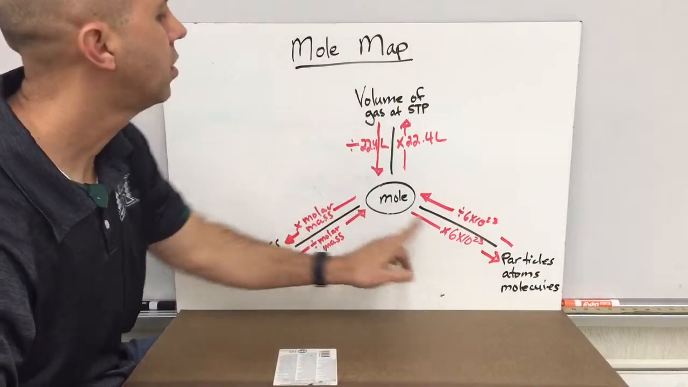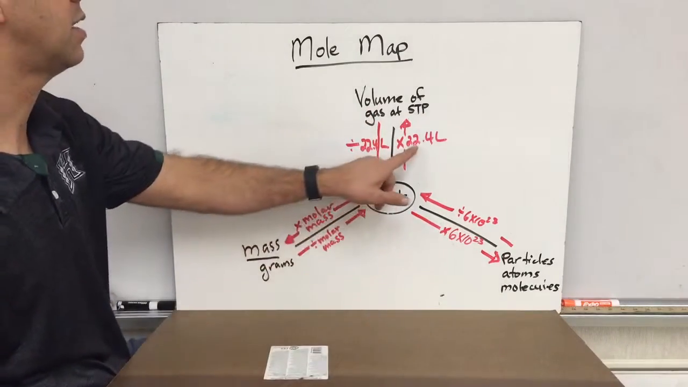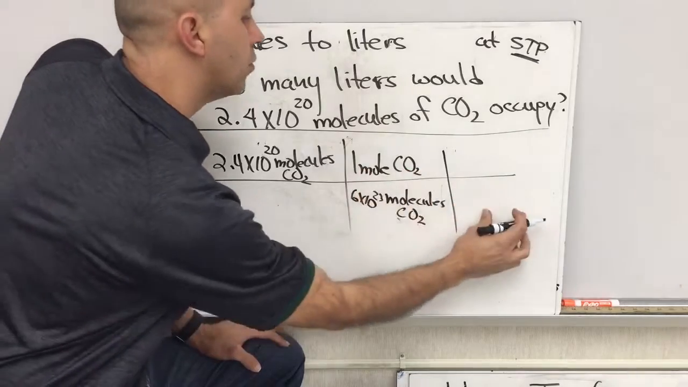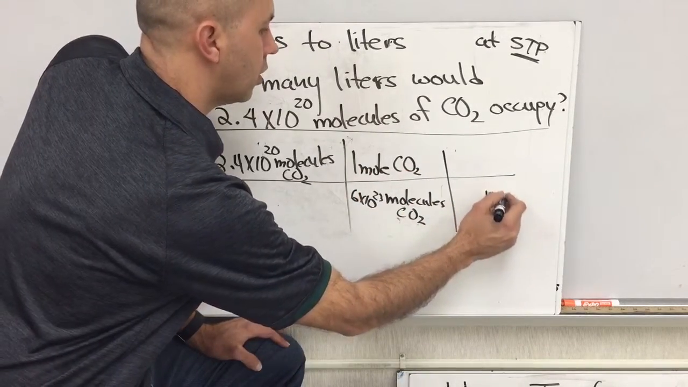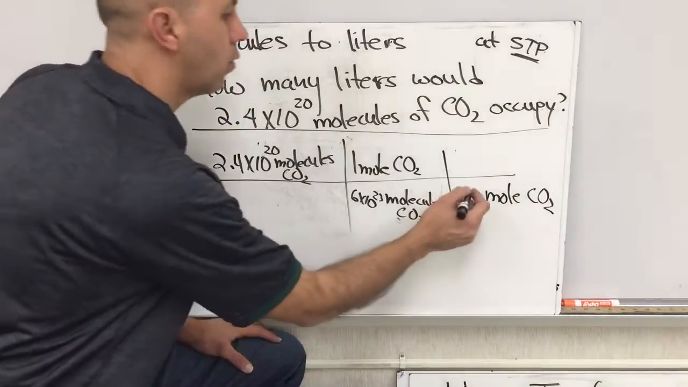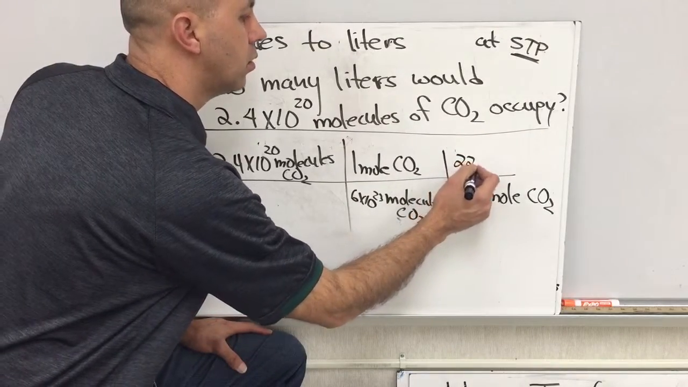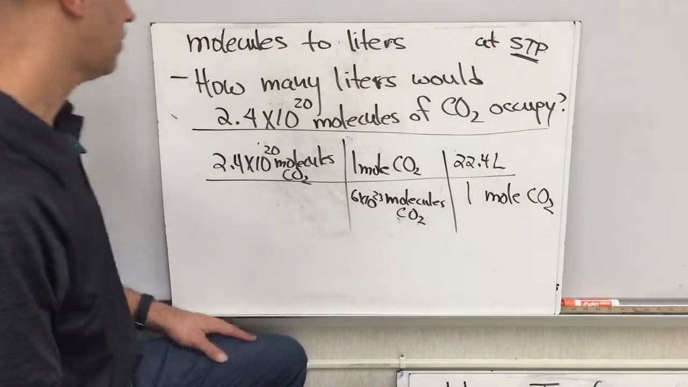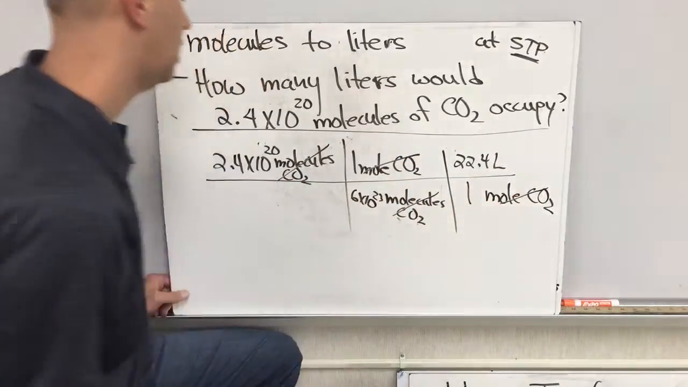Okay? And now I'm right here. I went from there to here. Now I'm going to go from moles to volume. So that means I have to multiply it by 22.4 liters. Take this unit, put it down there. Okay? So I'm going to write moles of CO2. And what do I know? I know that 1 mole of CO2 occupies 22.4 liters. Okay, so I'm going to cancel this with this, cancel this with this.